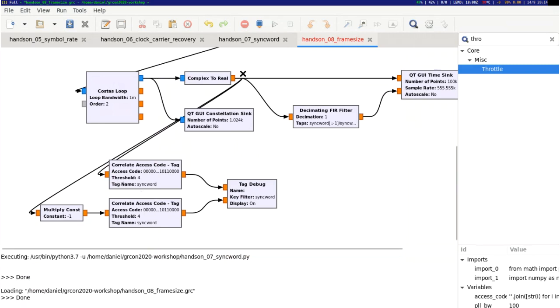As I said, we are not sure if we are looking at our original stream of data or at the stream of data multiplied by -1, because of the particularities of the Costas loop. So we run two decoding chains in parallel. One of them will succeed and the other one will fail. In the first one, we consider the stream of data is okay. In the second one, we consider the stream of data needs to be inverted. And this we do by multiplying by -1 with this multiply const block.